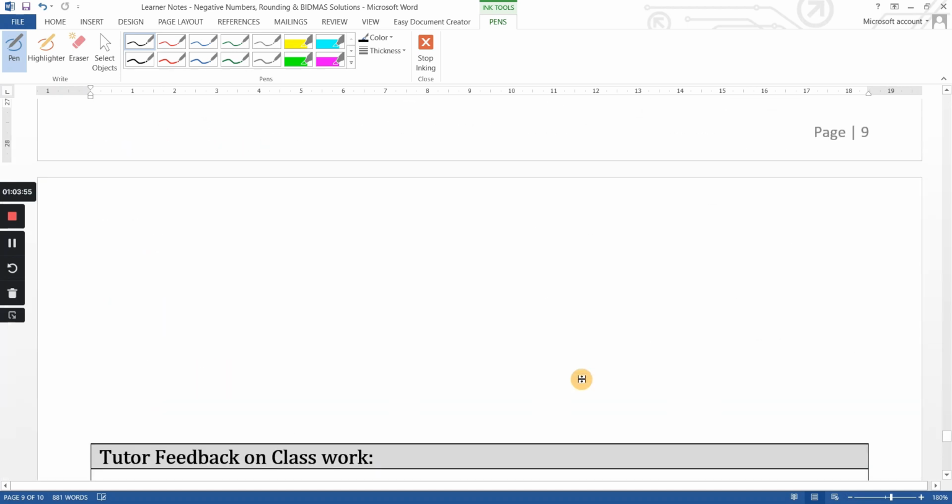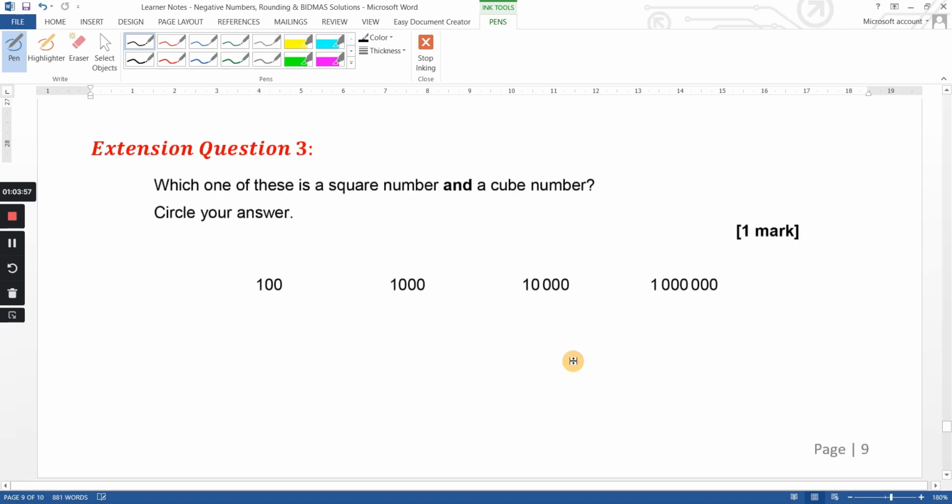Last question, I think it is. Yeah. Extension question 3. Which one of these is a square number and a cube number? Well, 100. I believe that's 10 squared. 1000. That is 10 cubed. 10,000. That is 100 squared. Yeah, 100 times 100. A million. That's 1,000 squared, and also, isn't that 100 cubed? 100 times 100 times 100. So that's the only one.